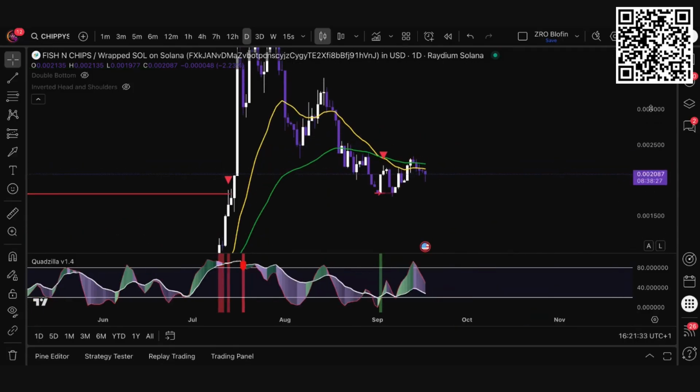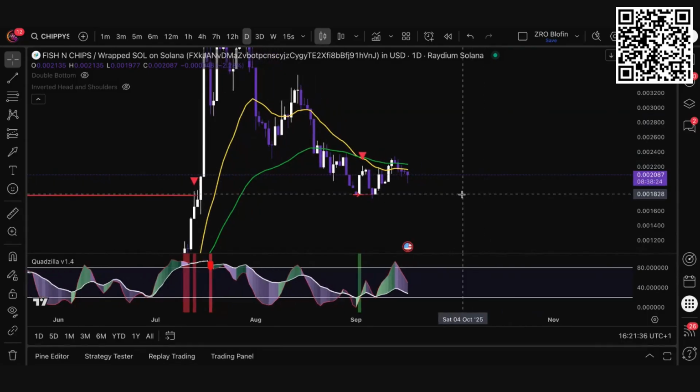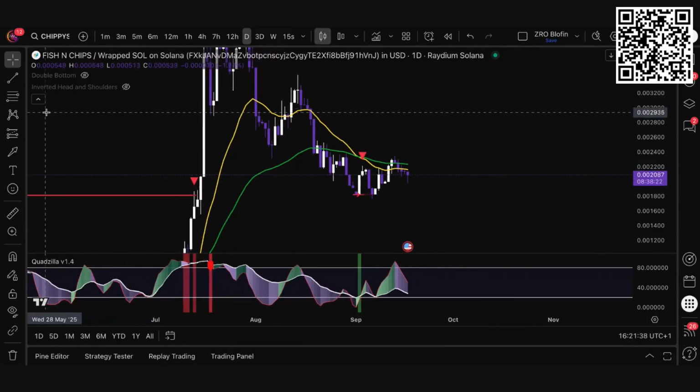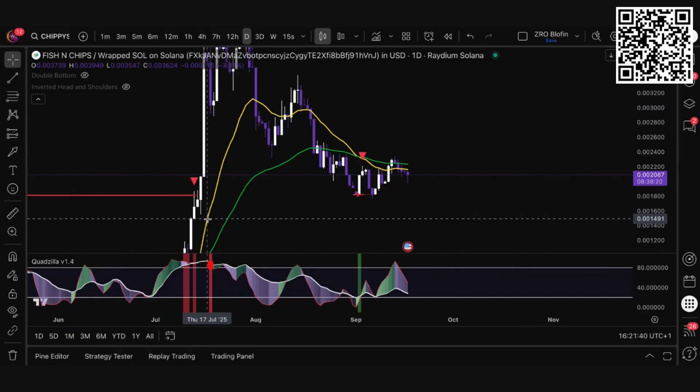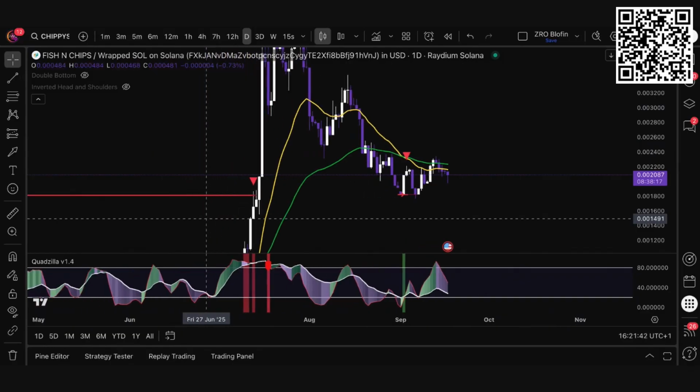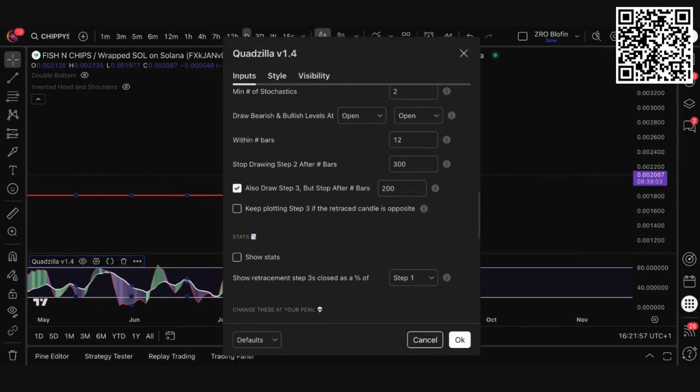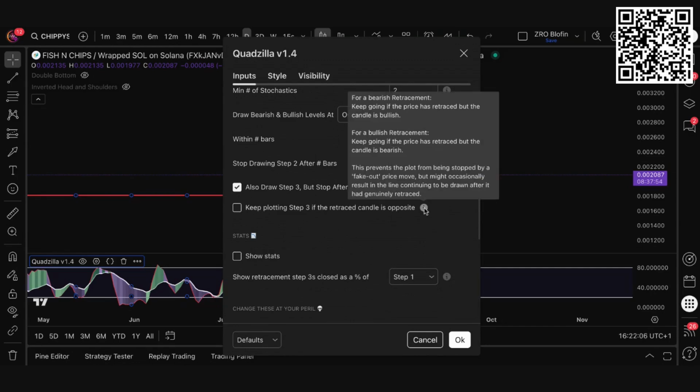So there's a support level, which is essentially the red. Oh yeah, one thing. If you go into the Quadzilla settings just for a second, the one below that, keep plotting step 3 if the retrace candle is opposite, because that's kind of a new thing as well. So if that's ticked. Okay.